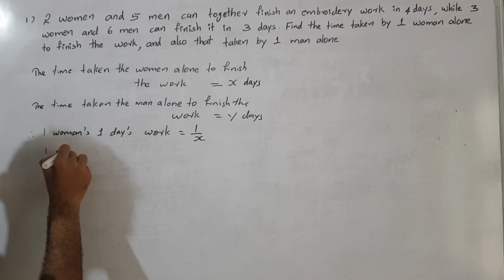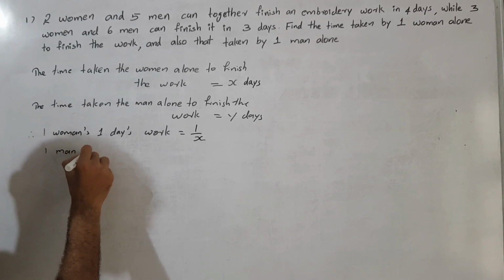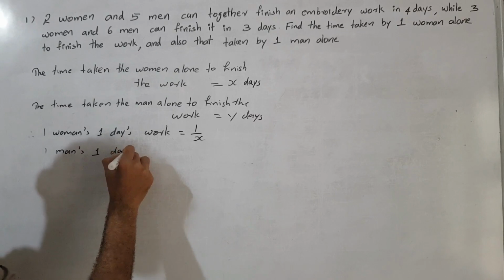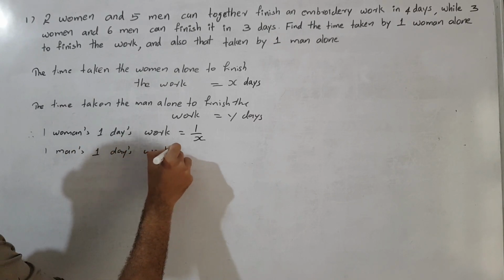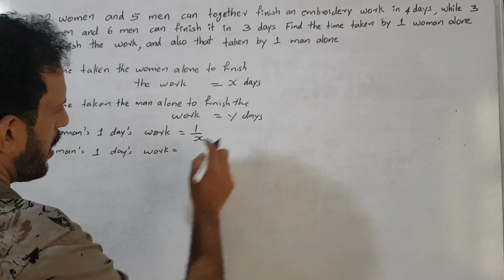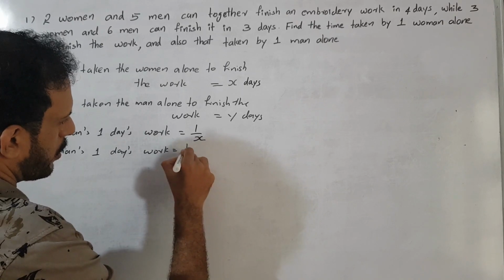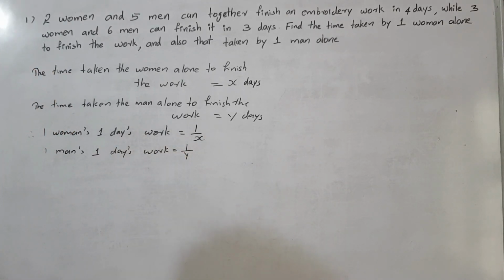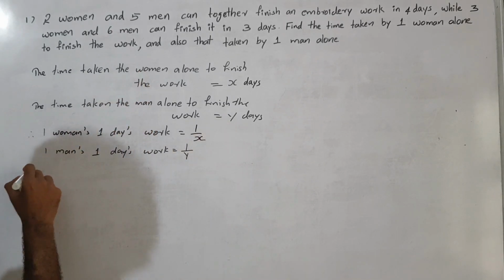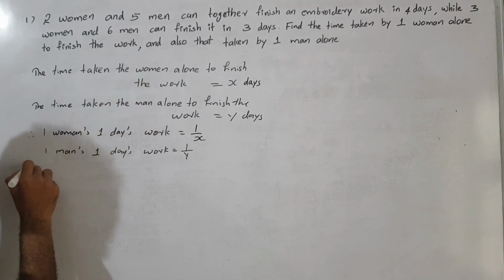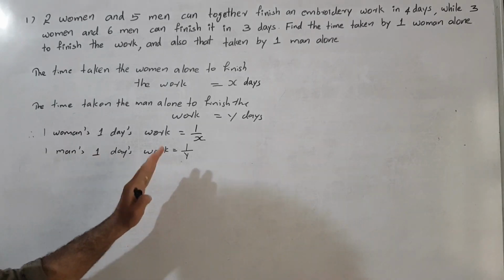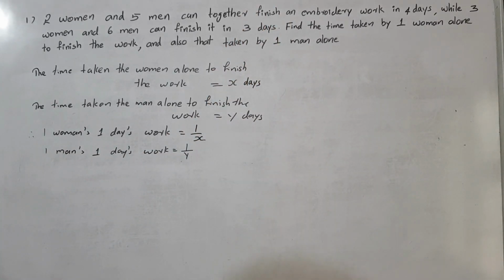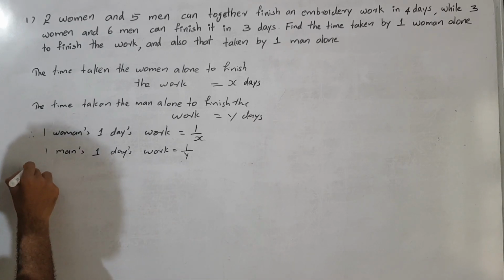Okay, the next, one man's 1 day's work is equal to, the total days is y, then 1 part of that, that is 1/y. Okay, then the total part is common for both cases, so we start with 1. Then case first.